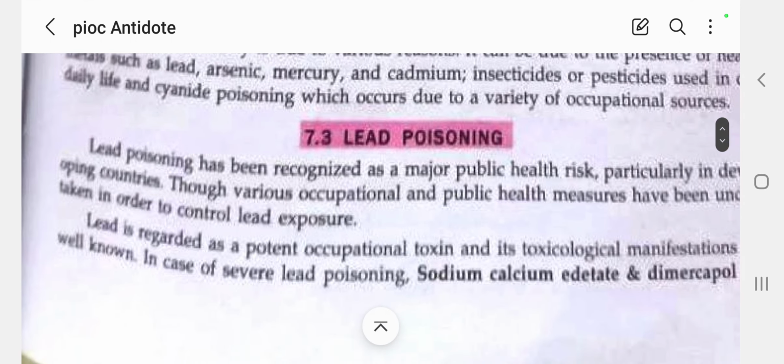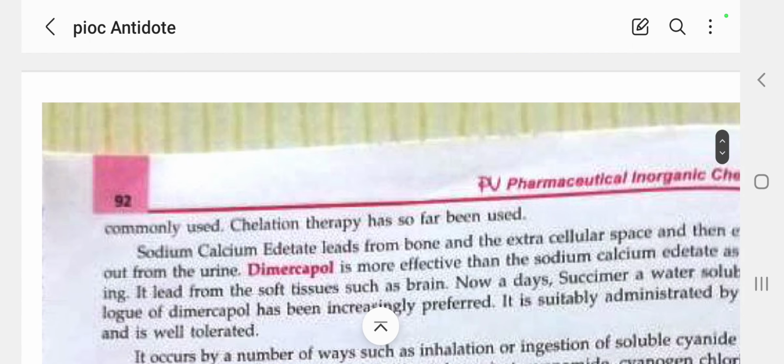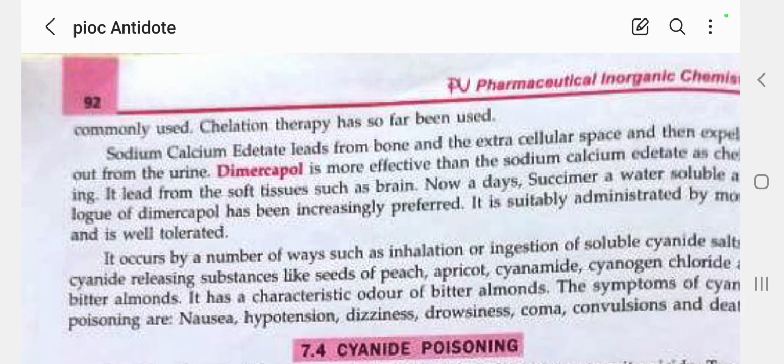Now we'll see lead poisoning. Lead poisoning has been recognized as a major public health risk, particularly in developing countries, though various occupational and public health measures have been undertaken to control lead exposure. Lead is regarded as a potent occupational toxin, and its toxicological manifestations are well known. In severe lead poisoning, sodium calcium edetate and dimercaprol are commonly used as chelation therapy.